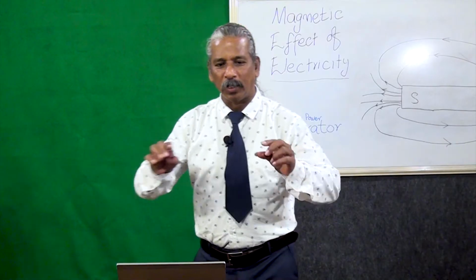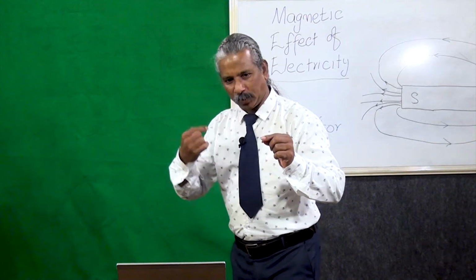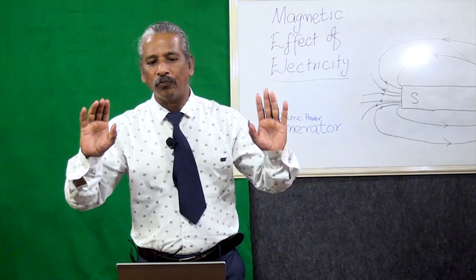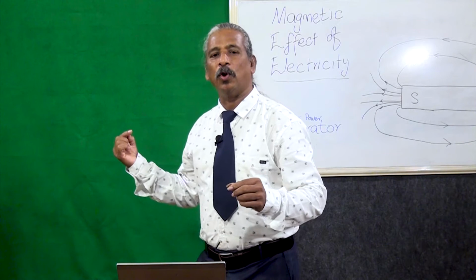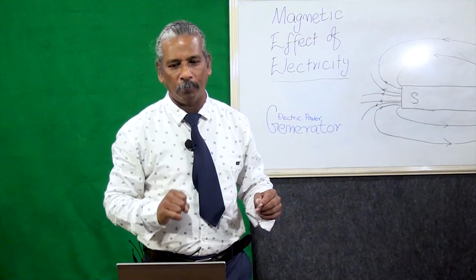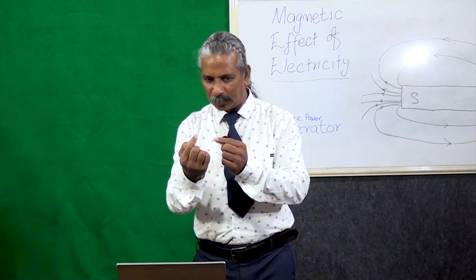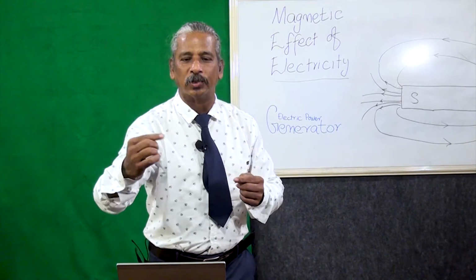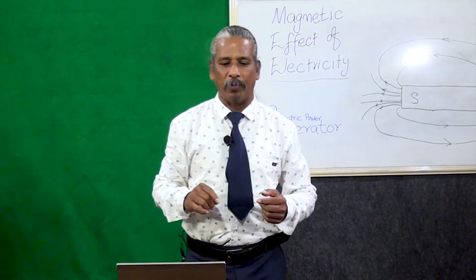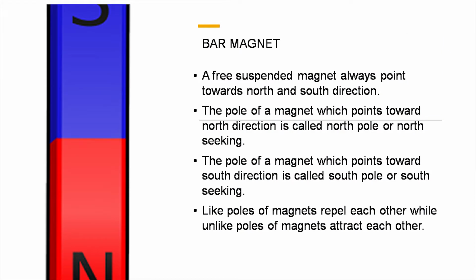Properties of a magnet we have to see. A freely suspended magnet always points towards the north direction and south direction. The pole of a magnet which points towards the north direction is called the north pole or north seeking. And the other end, which is seeking the south, is called the south seeking or the south pole of the magnet. And like poles will repel and unlike poles will attract. Those are the properties of a magnet.